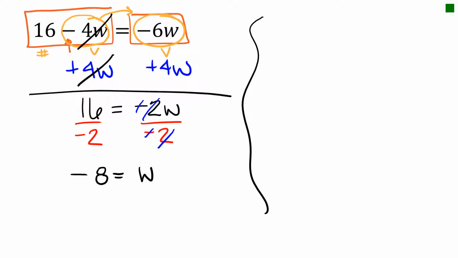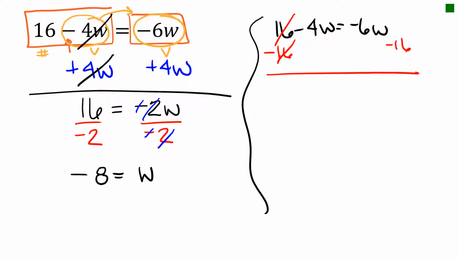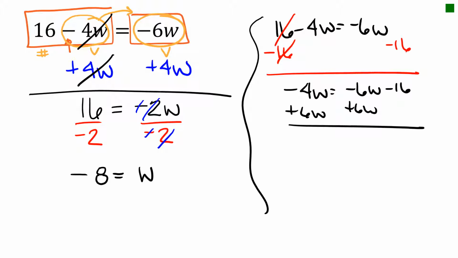I just want to show you what would have happened if I started with this and I moved the 16. It can be done. If I subtract 16, what I end up with, though, is negative 4w equals negative 6w minus 16. And then I would have had to move the negative 6w, and I get 2w equals negative 16, blah, blah, blah.